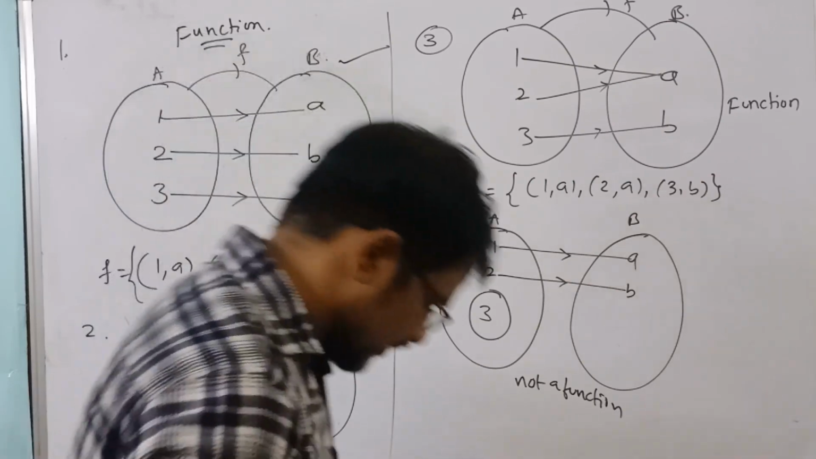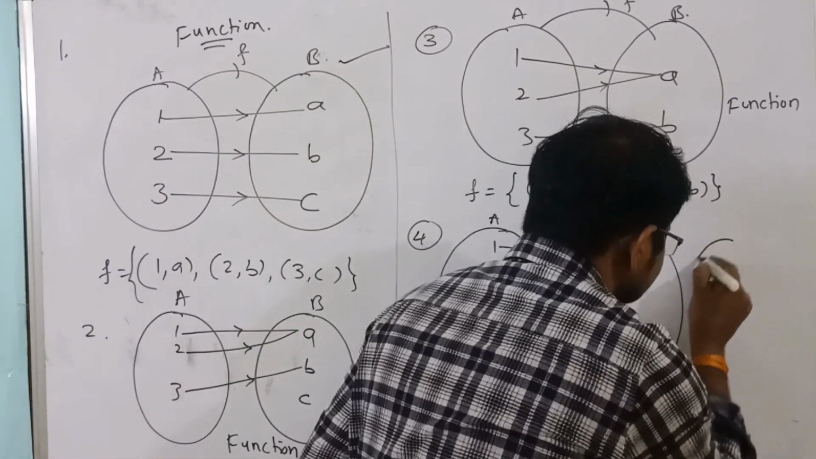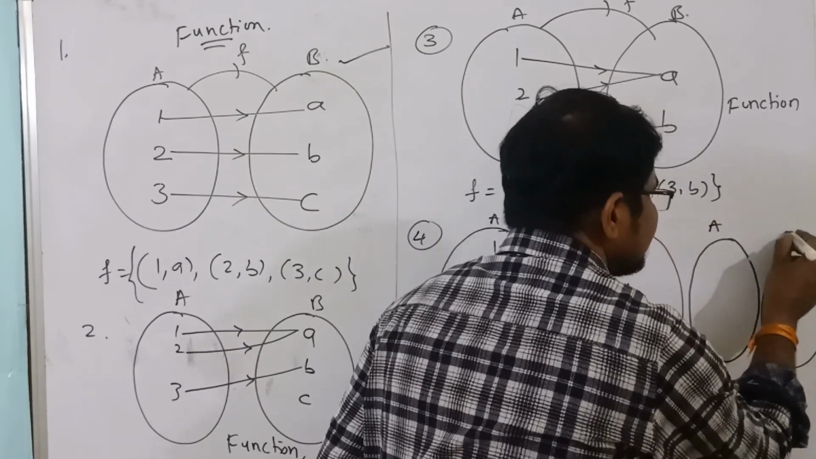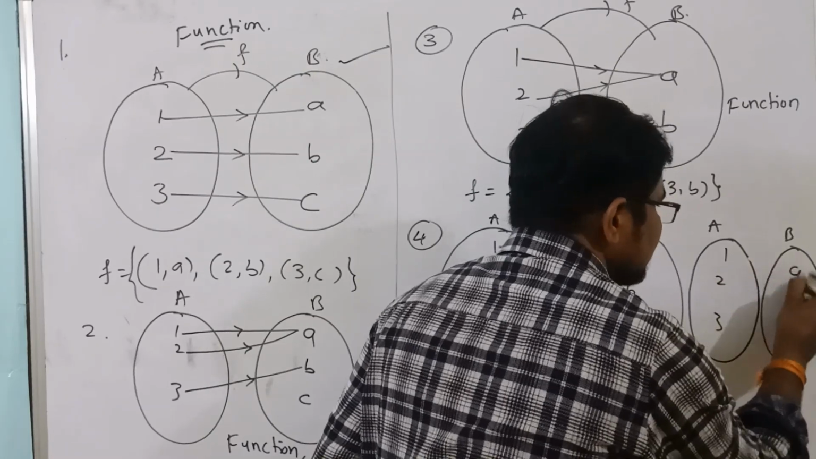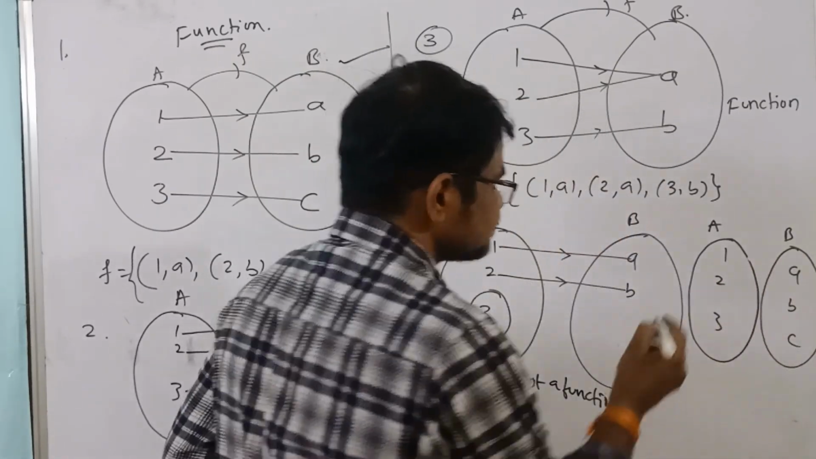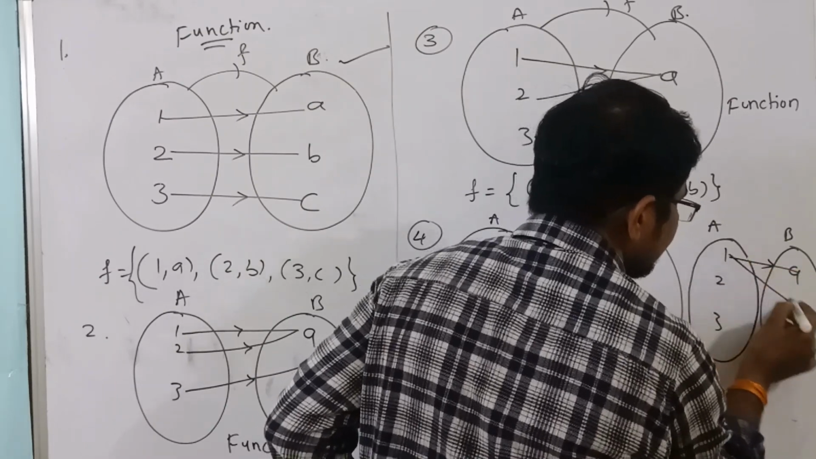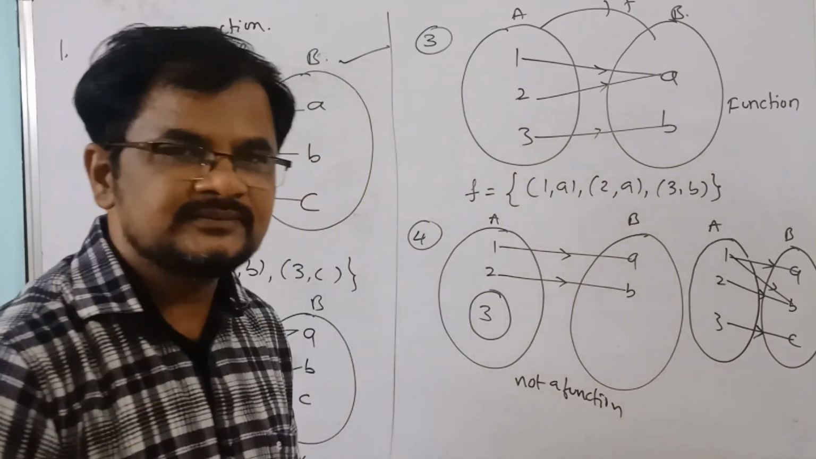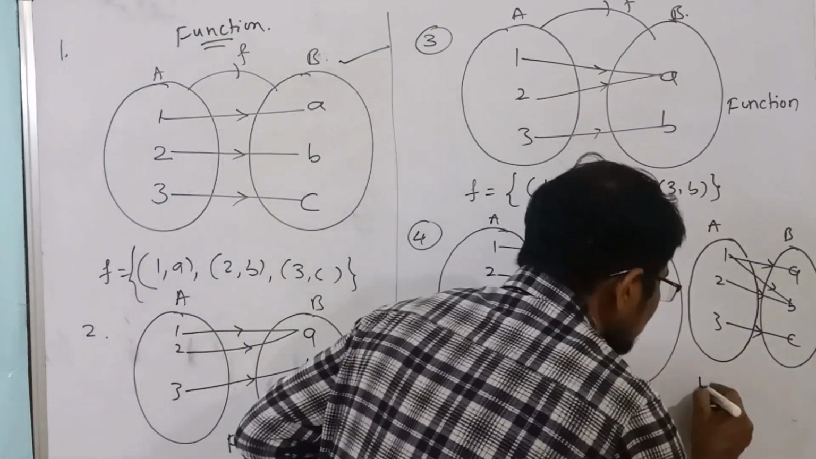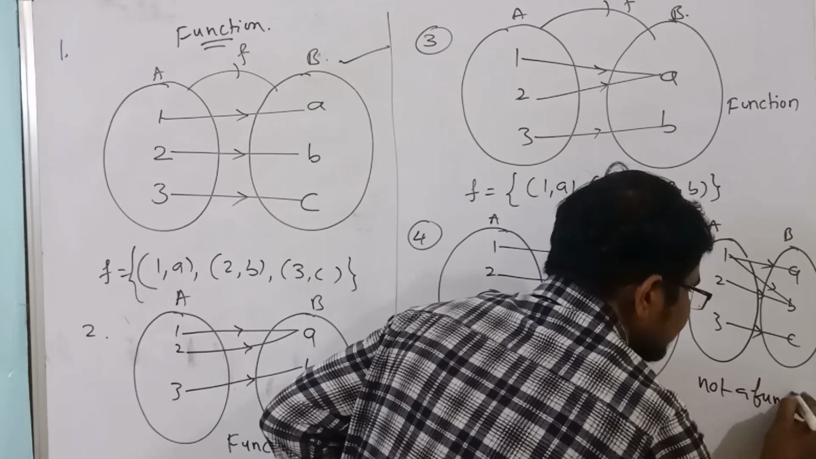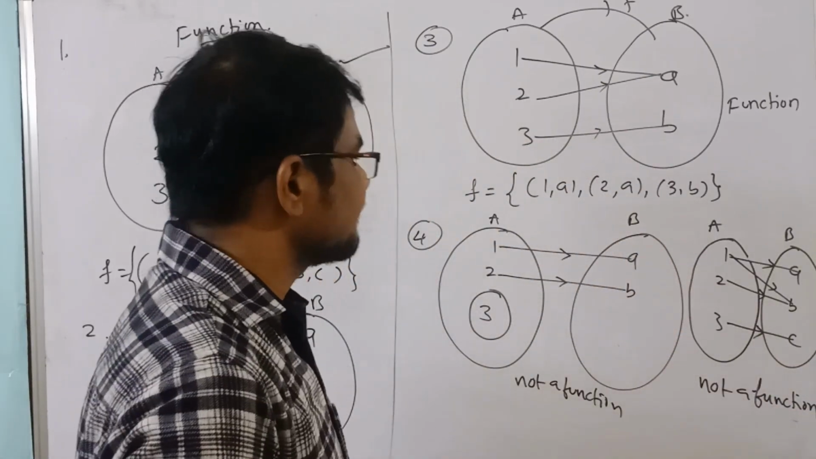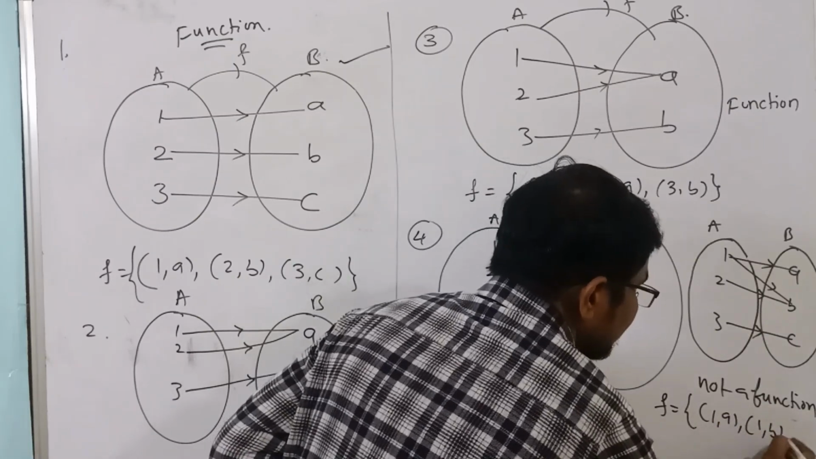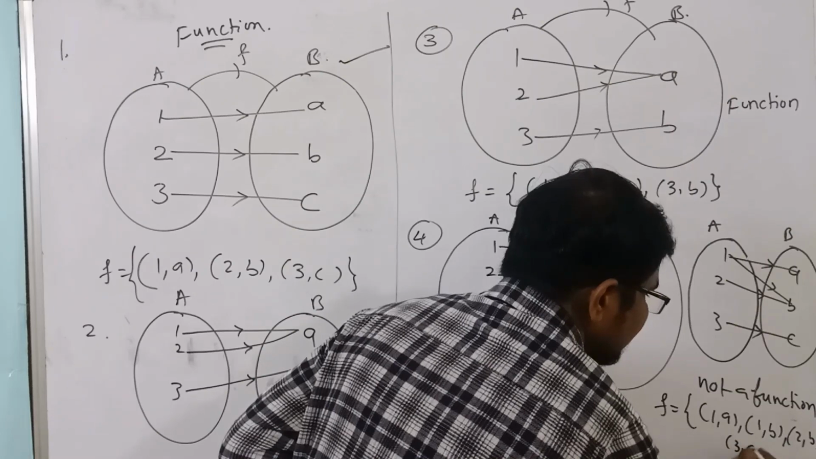Right? And take one more example, that is, this as A and this as B, with 1, 2, 3 and A, B, C. Like this. Is it a function? No, it is also not a function. What is the reason? If you write the relation f, it is (1, A), then (1, B), (2, B) and (3, C).